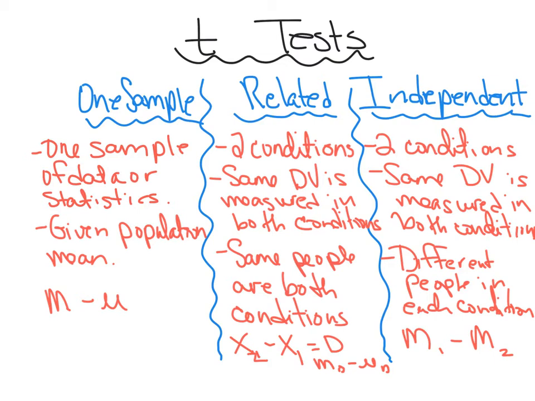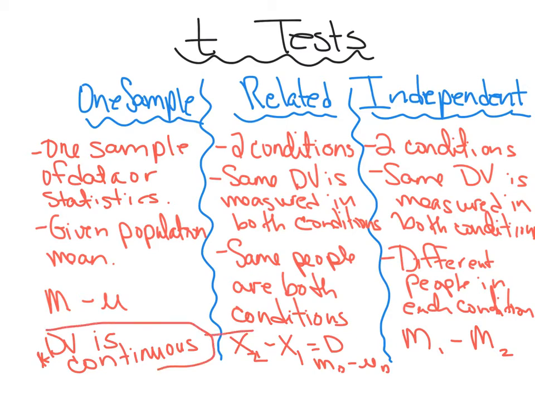For all 3 of the t-tests, the dependent variable is continuous. So it's either interval data or ratio data, and that's all 3 of these. So that goes across all 3 of these: the dependent variable is continuous.